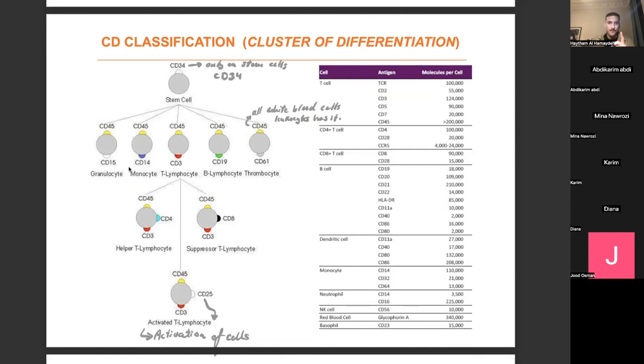We always have CD45. So when I say, how did we know we have a B cell? It has CD19 or CD20. How do we know if this is a leukocyte? A leukocyte is a white blood cell. CD45. Leukocytes, what are they? Five different types: granulocytes, monocytes, T lymphocytes, B lymphocytes, thrombocytes. All of them share one thing.